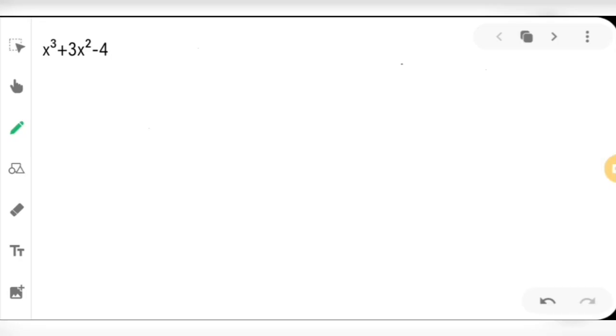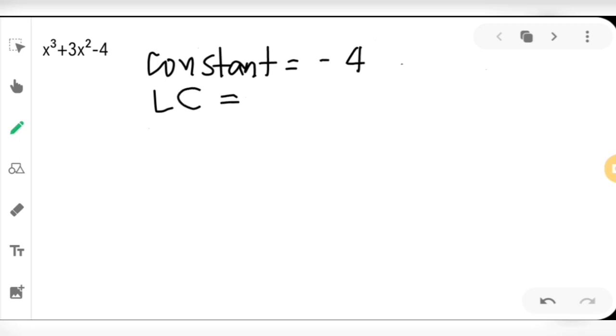Now we are going to list down the possible rational roots of polynomials. In our first example, we have x cubed plus 3x squared minus 4. The first thing that we need to do is to identify the constant and the leading coefficient. So the constant in this polynomial is negative 4 and the leading coefficient is 1.